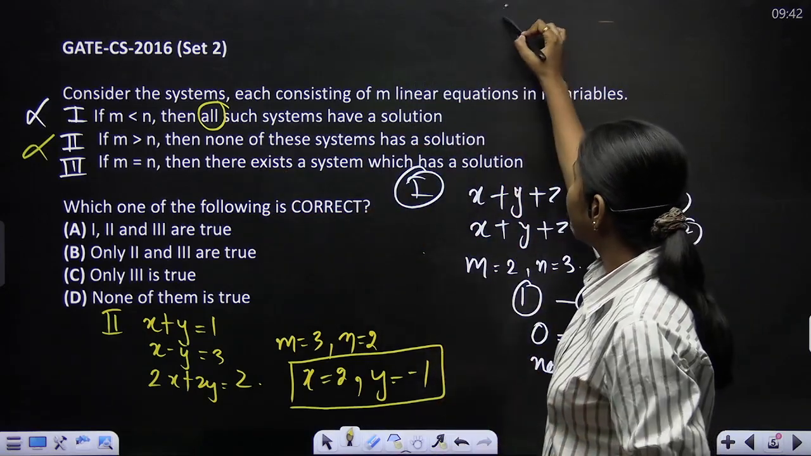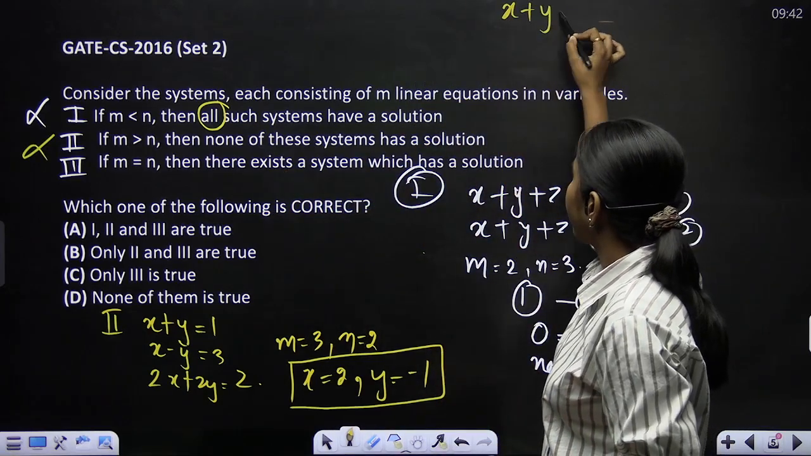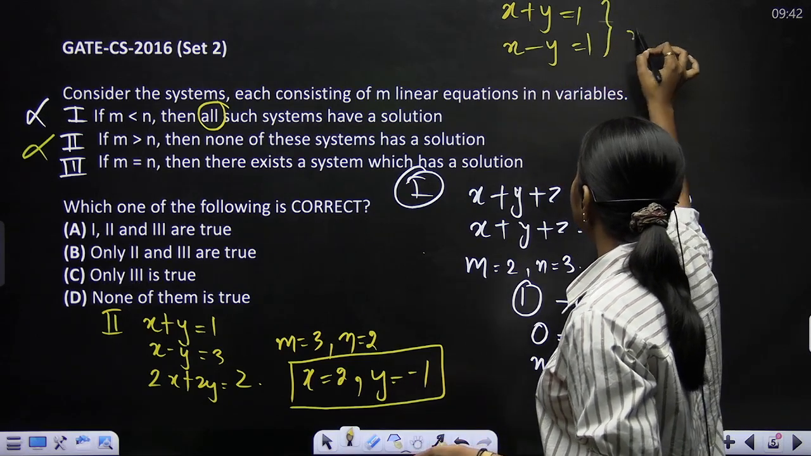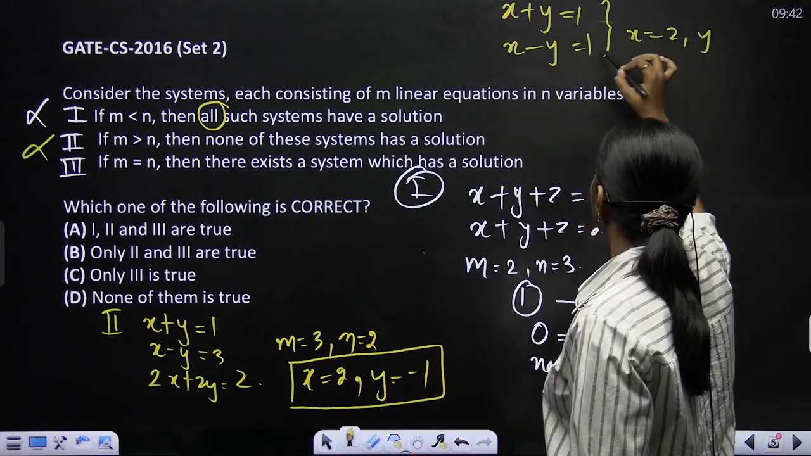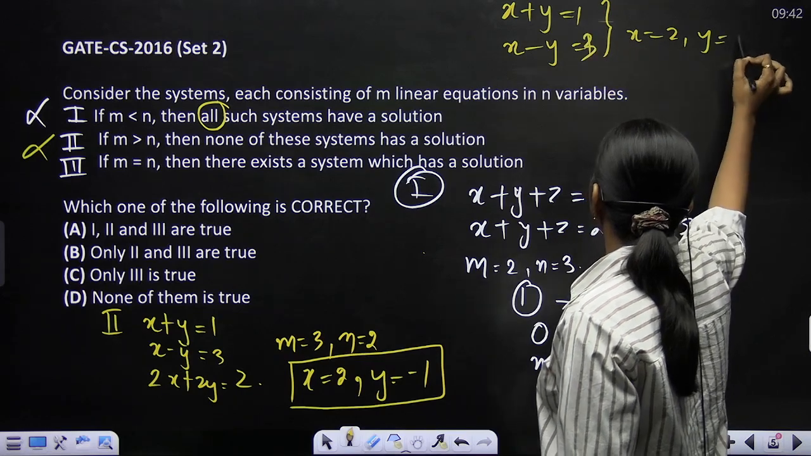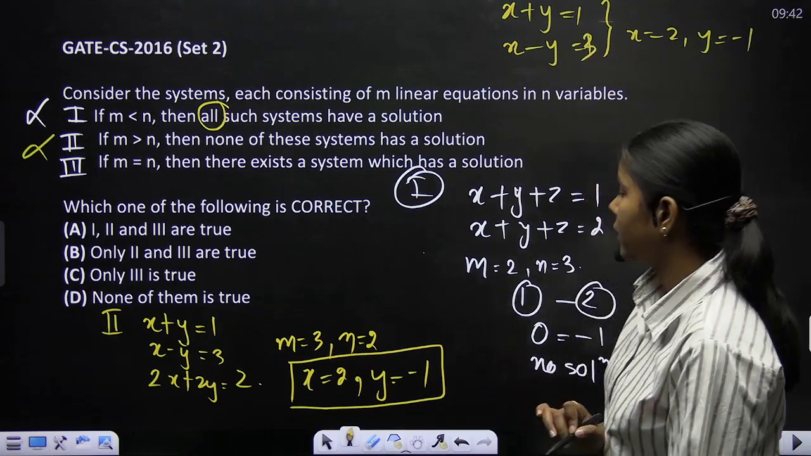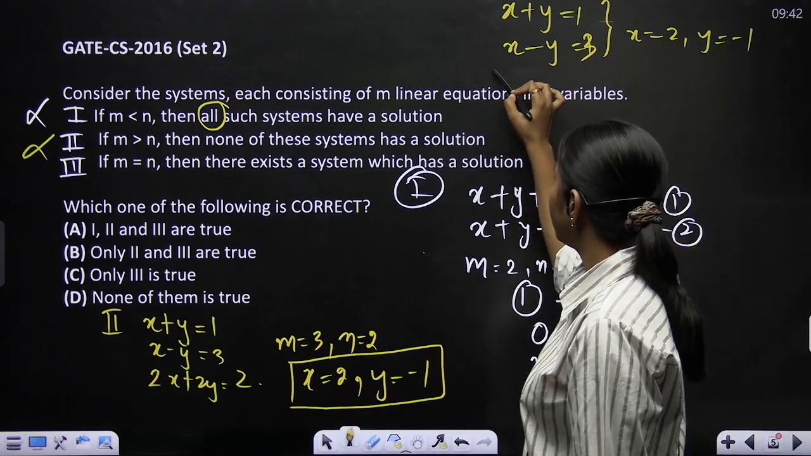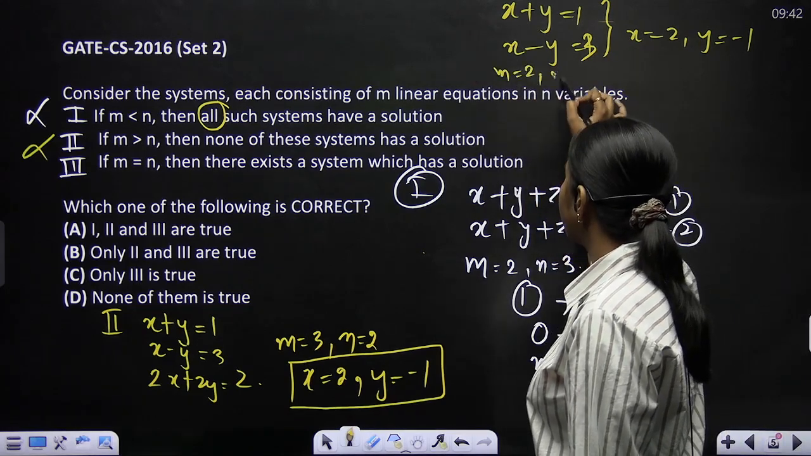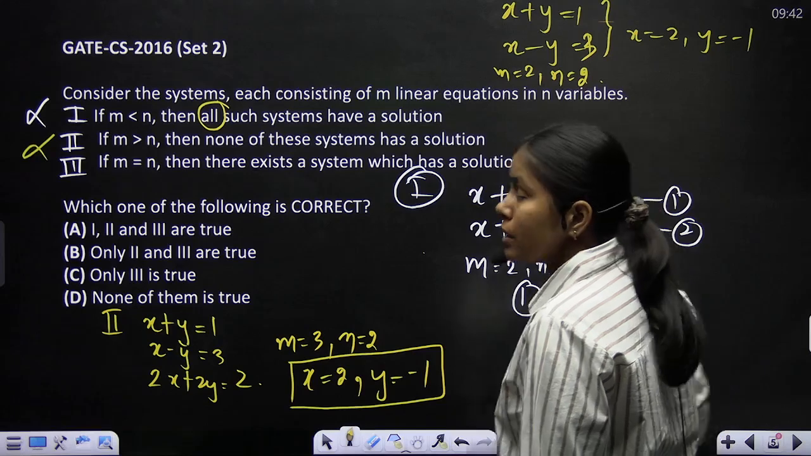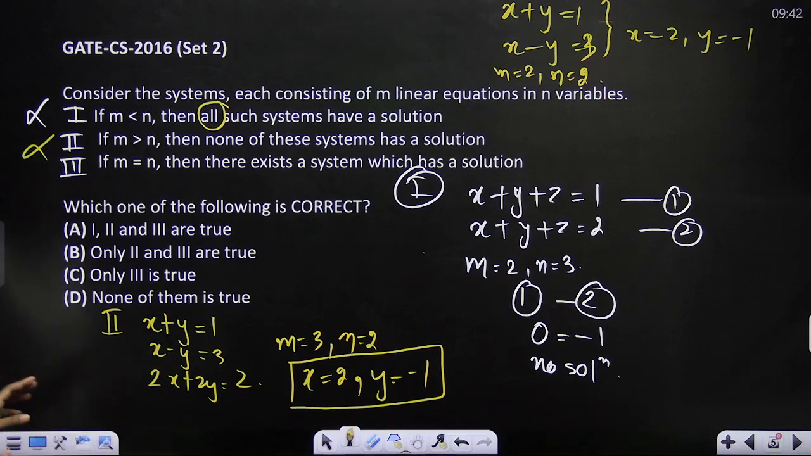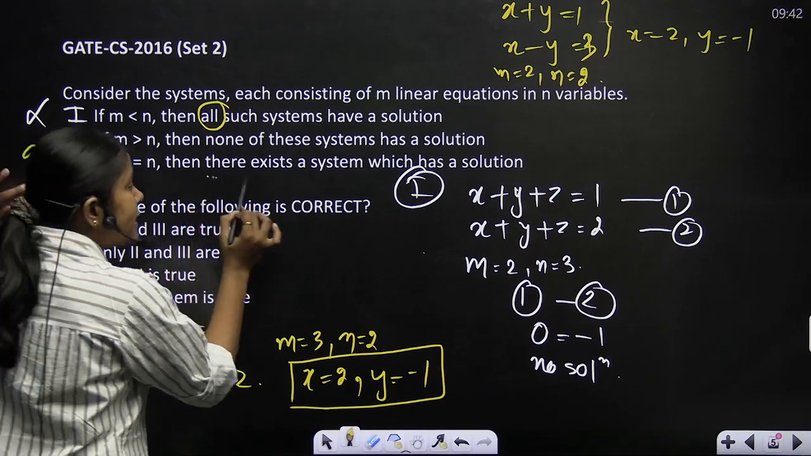Obviously, there exists a system. Just take x plus y is equal to 1 and x minus y is equal to 1. And we know that it has a solution, x is 1 and y is -1. So this system has a solution. m is 2 and n is 2. So this system has a solution, and now they are saying that there exists a system which has a solution.